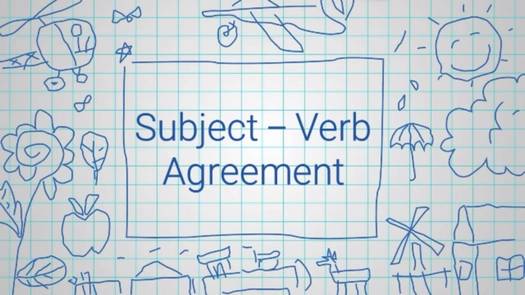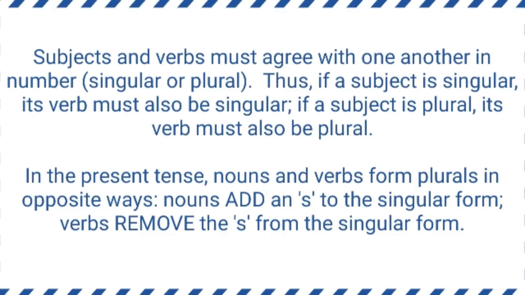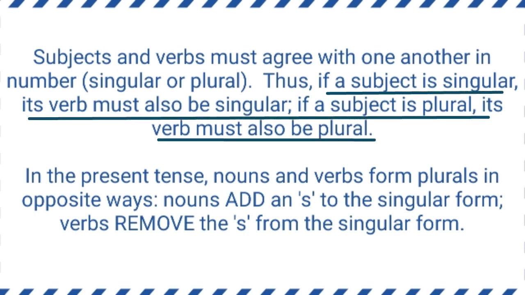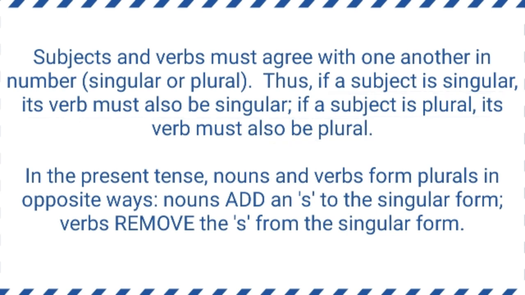What does that denote? That means subjects and verbs must agree with one another in number. That means if a subject is singular, its verb must also be singular. If a subject is plural, its verb must also be plural. In the present tense, nouns and verbs form plurals in opposite ways. That means nouns add an s to the singular form to make it plural, but verbs remove the s from the singular form. Look at this.